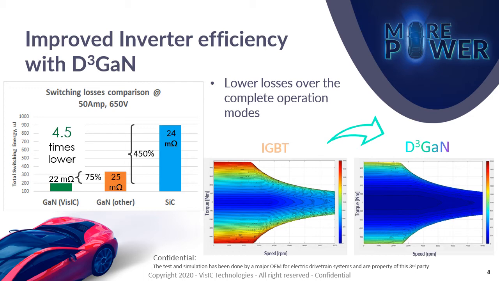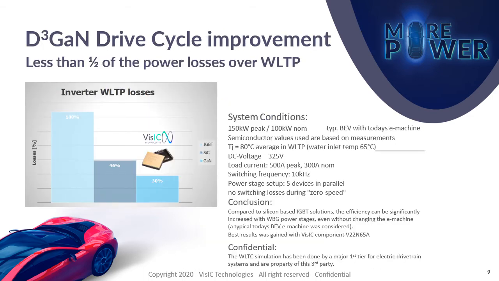On the left, you can observe a comparison of switching losses taken from similar devices in RDS(on) and voltage rating. For high currents, D3GaN has significantly lower switching losses compared to any other wide bandgap technology. And this directly translates into drive cycle savings.